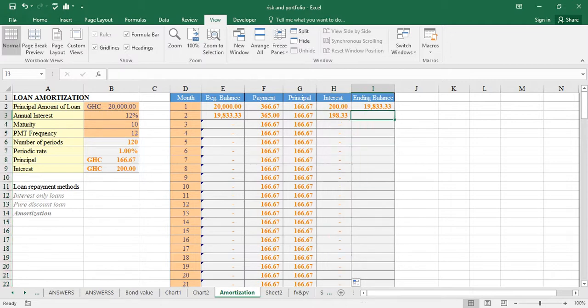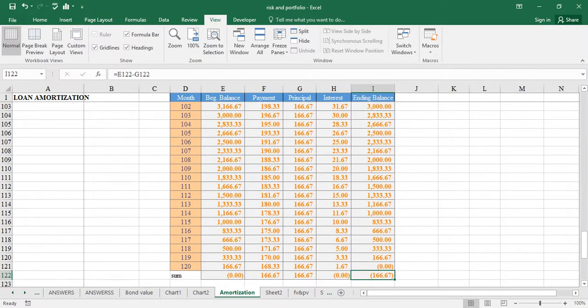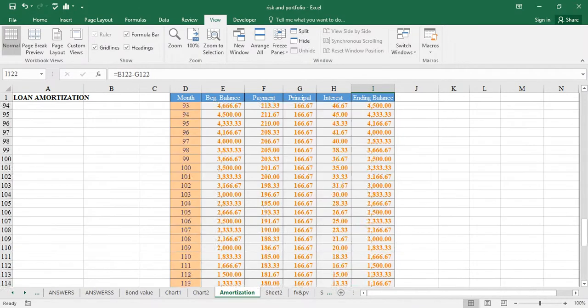Okay, so we need to estimate our ending balance. Once we have our ending balance and we drag it, the other cells will fill up. To get your ending balance, it is the beginning balance, then you take out your principal amount. So we just have to drag it here, and there we have it. Okay, so as you can see, that is it.